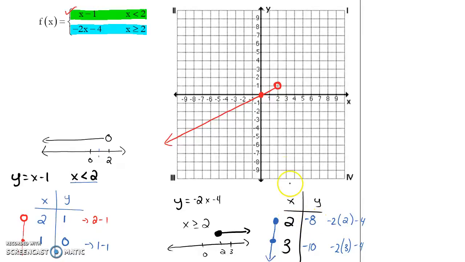So at 2, negative 8, 2 on my x, negative 8 on my y, I'm plotting a closed circle. I will be starting my new line here. At 3, negative 10, I'm plotting a point. Start at your endpoint from your inequality, 2, go through your other point and put an arrow. That's my piecewise function.